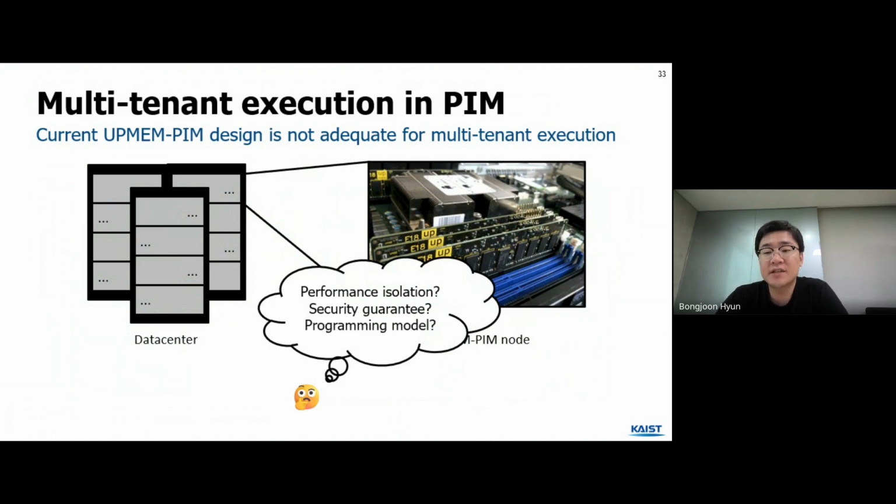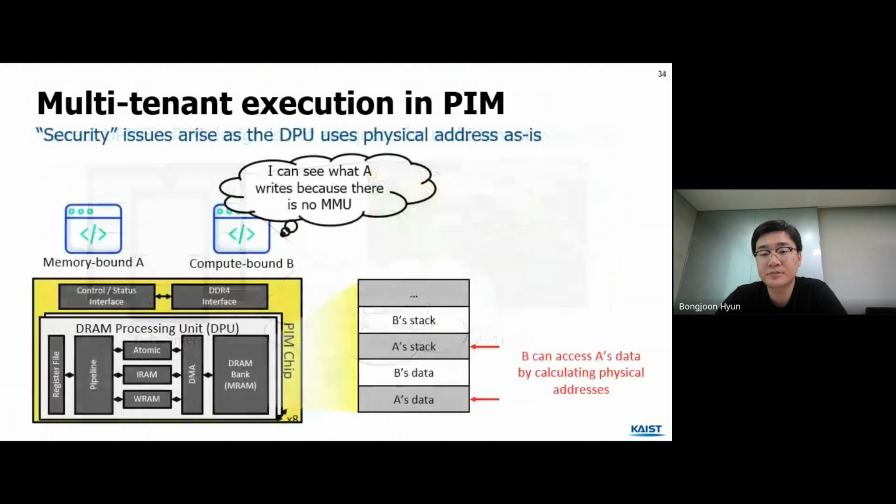Unfortunately, our case studies reveal that current commercial PIM chips, whether it be UPMEM-PIM or domain-specific PIMs, are not able to meet the requirements of multi-tenancy, not just from a hardware-software perspective, but also from its programming model's perspective. Due to timing constraints, let us focus our attention on two important conditions to be met for multi-tenancy.